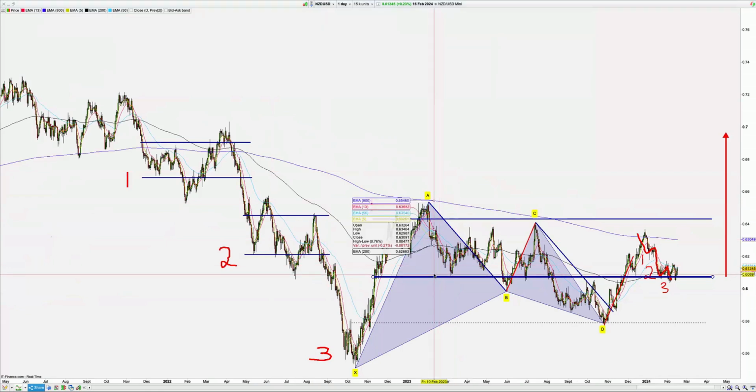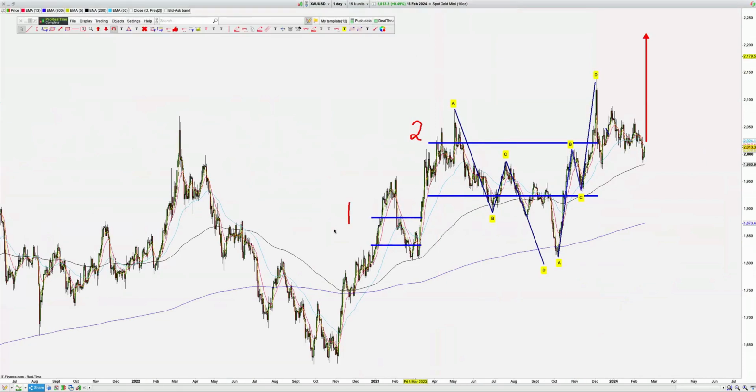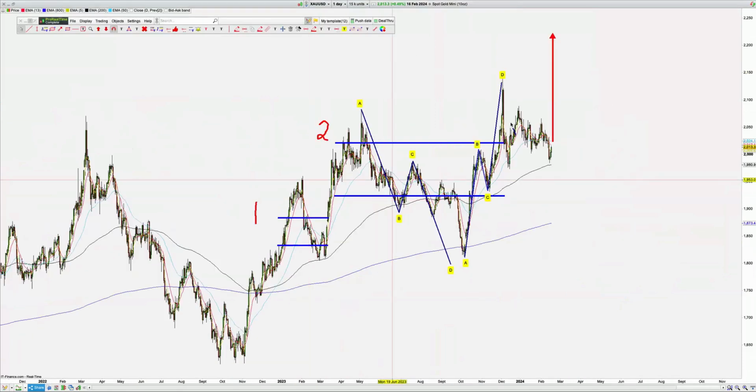Gold. Gold, we had a trade on. Hit TP1. Again, where are we in the pattern? So first zone, second zone. Notice the ABCDs leading us in there. This is 1, this is 2, and we expect a 3.